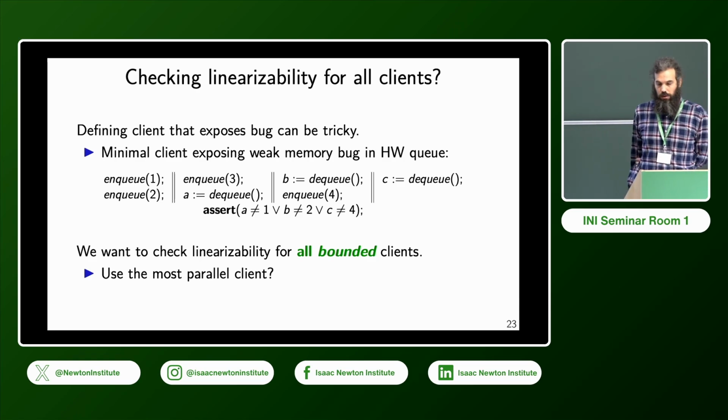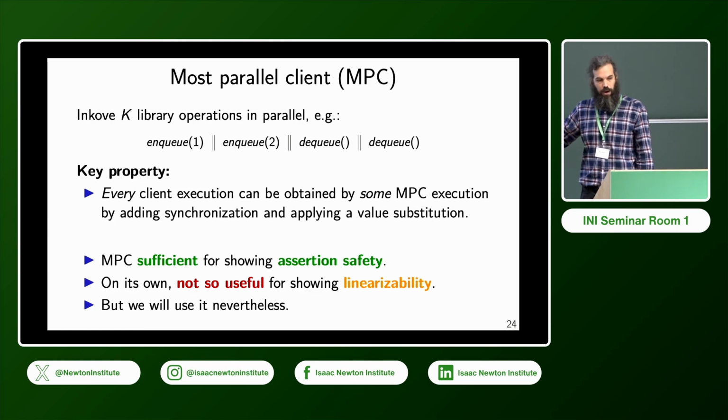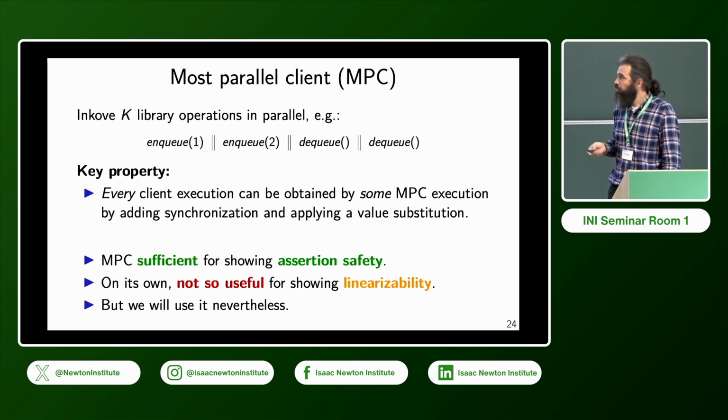The idea here is to use this most parallel client that just executes all the relevant methods in parallel. So here I have a most parallel client with 2 NQs and 2 DQs, also writing distinct values. The property is that if you take a particular client program, an execution of that particular client is an execution of this most parallel client with a few more edges, so a few more program order edges between the operations.